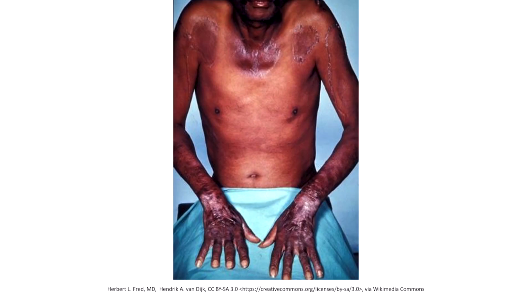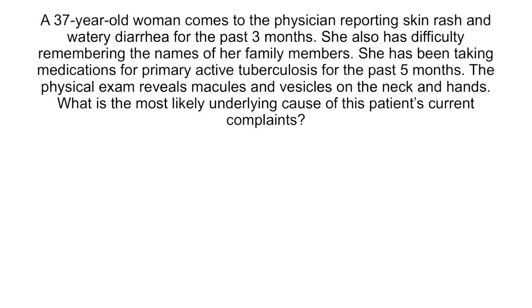This image shows the classic dermatitis found in pellagra, a disease caused by vitamin B3 deficiency. As you can see in the picture, dermatitis is localized in sun-exposed areas like the neck and arms. A 37-year-old woman comes to the physician reporting skin rash and watery diarrhea for 3 months. She also has difficulty remembering the names of her family members.